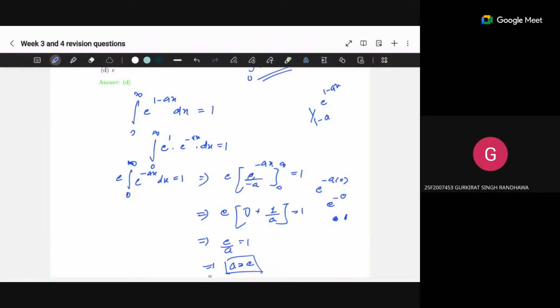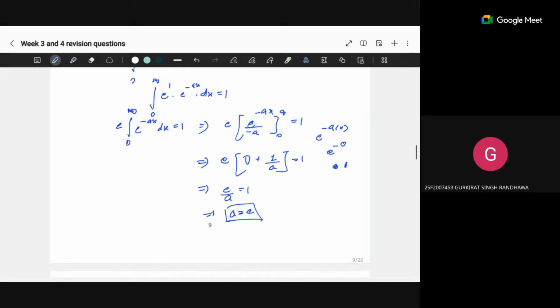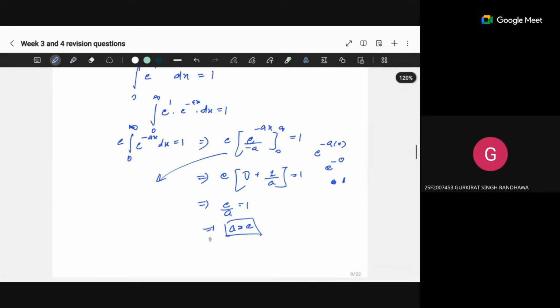Ma'am, in integration, our x is only getting multiplied by a, not the whole term, na? Okay. Ma'am, in the denominator you write minus a, right? Where has the minus a gone? So if I write this, it will be e raised to the power minus a into infinity upon minus a, minus of e raised to the power minus a of 0 upon minus a, correct?